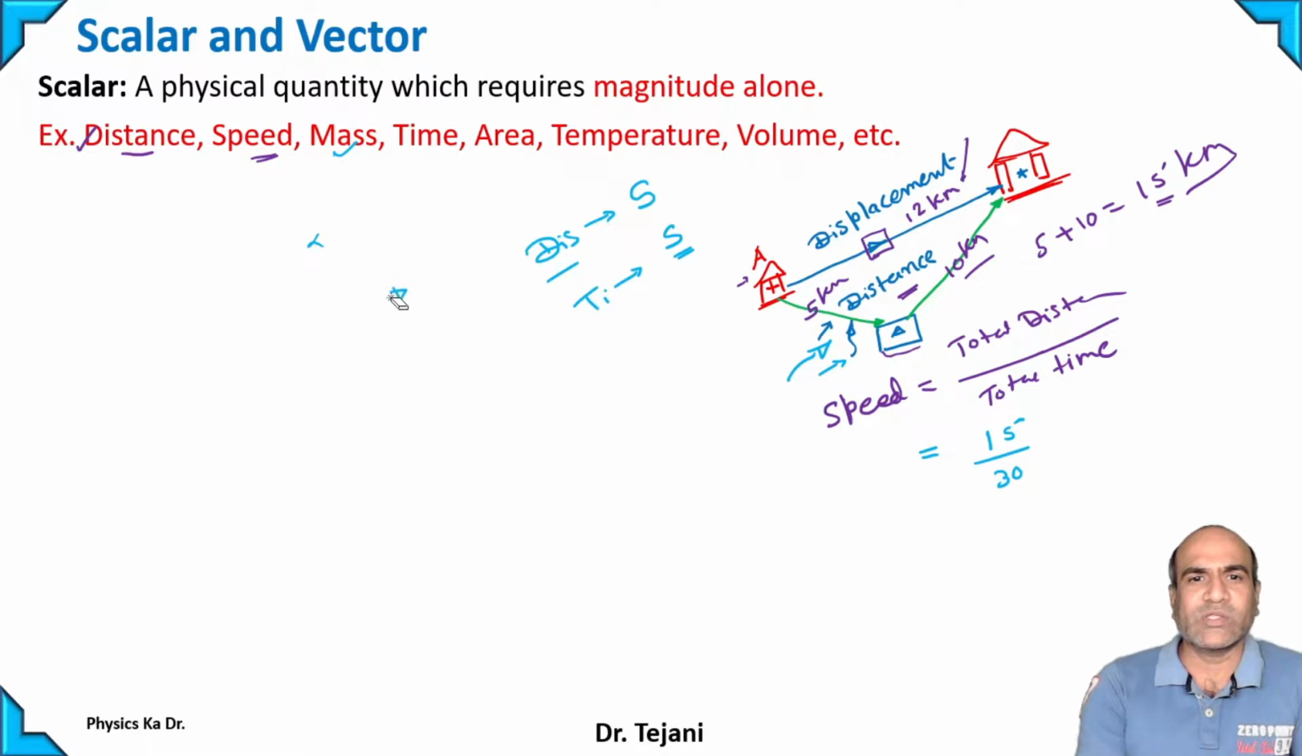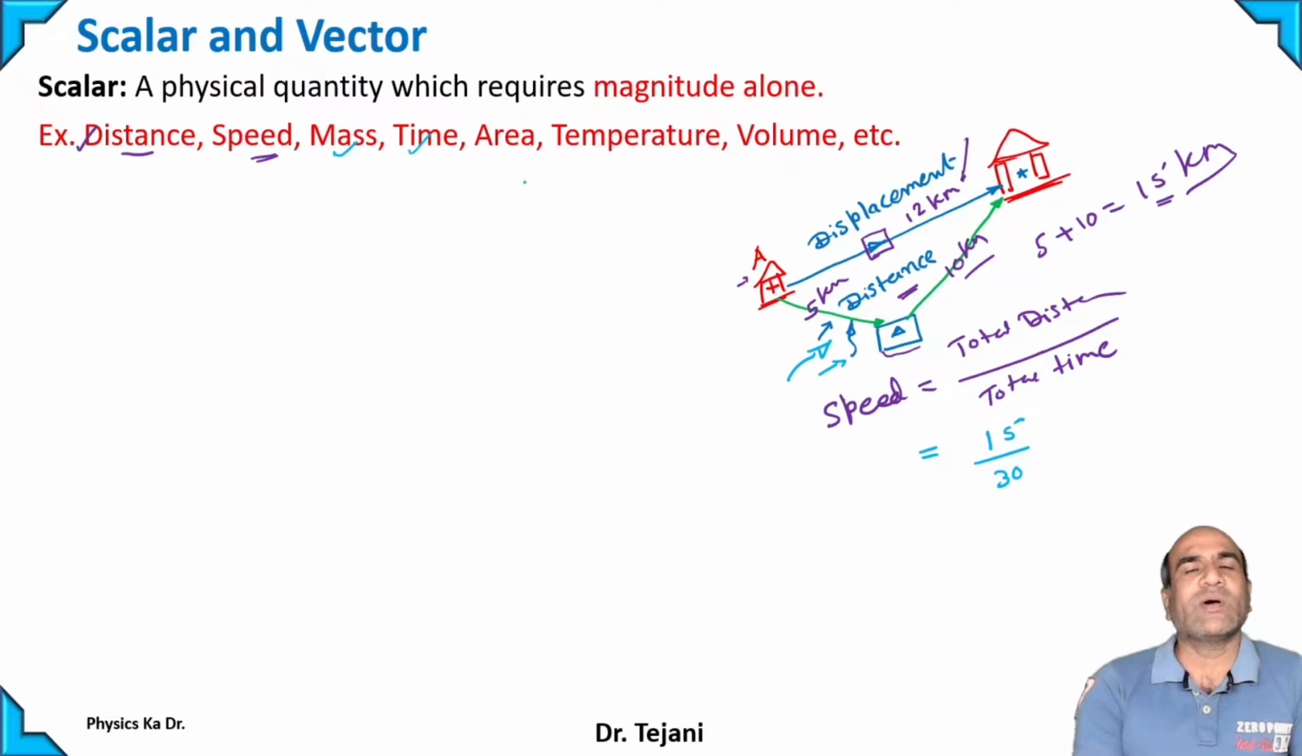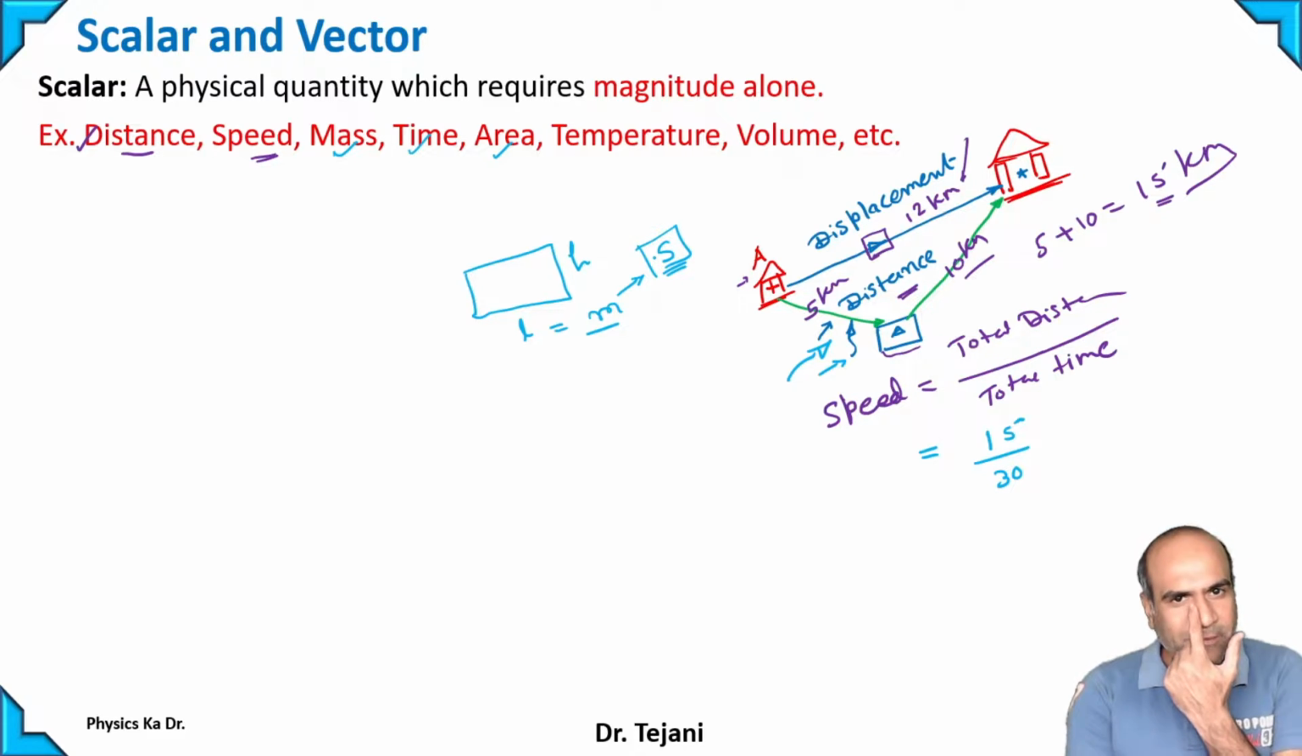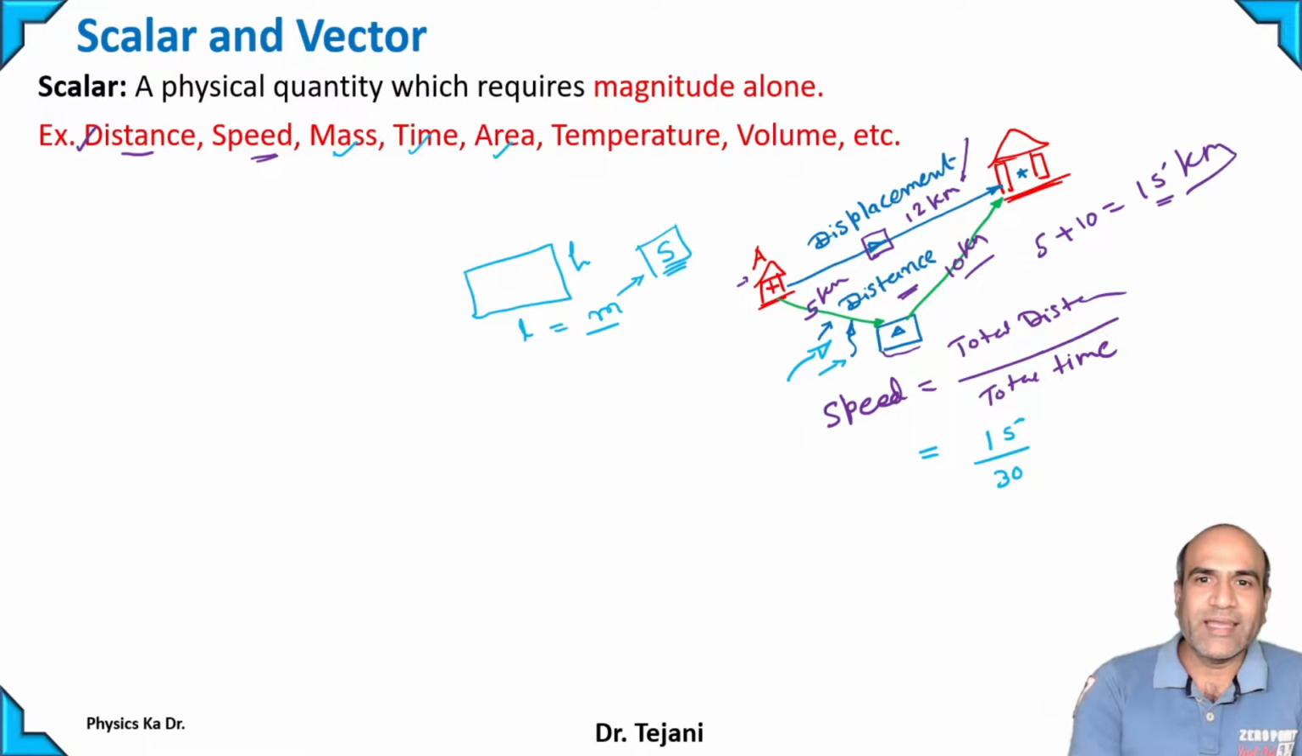Therefore, mass is also a scalar quantity. Then time we already discussed, time is already a scalar quantity. Then the next is area. If you talk about area, what we need here? We need, suppose, length or height to measure area. Length, it is in terms of meter, and in terms of length, it is already a scalar quantity. We do not need any direction because it is just a distance.